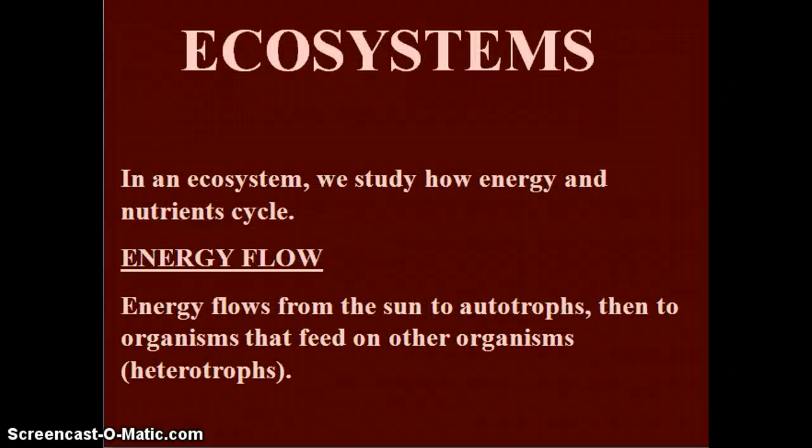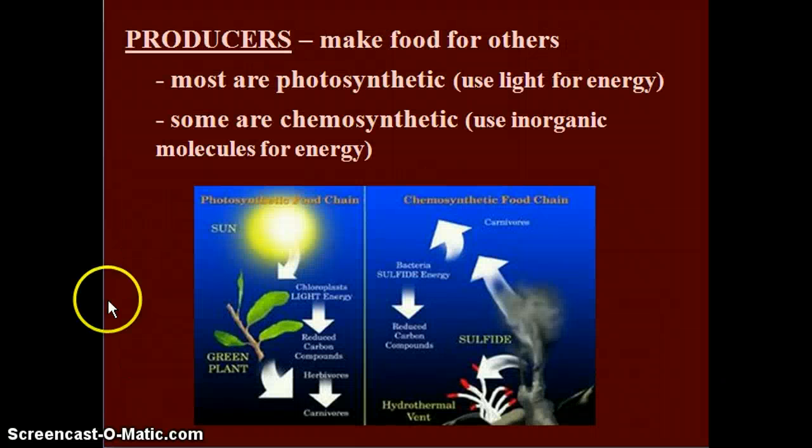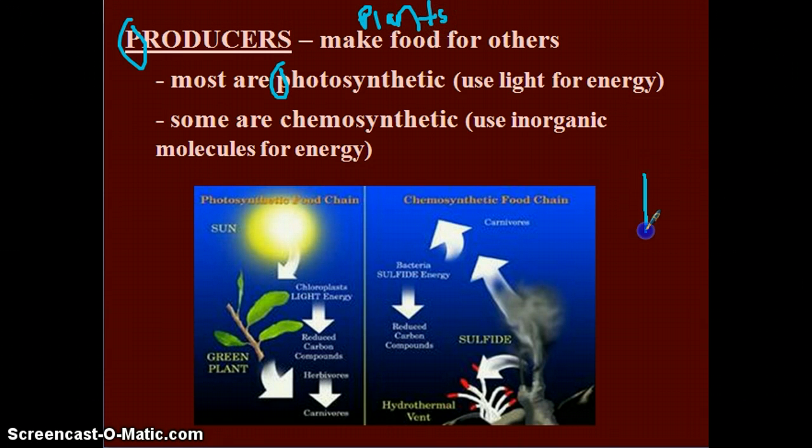Ecosystems basically show a flow of energy. We have to know producers produce their own food. Producers begin with a P. They go through photosynthesis. P. Plants are an example of producers, and they begin with a P also. So you can think of producers like P cubed. Plants, photosynthesis, producers.